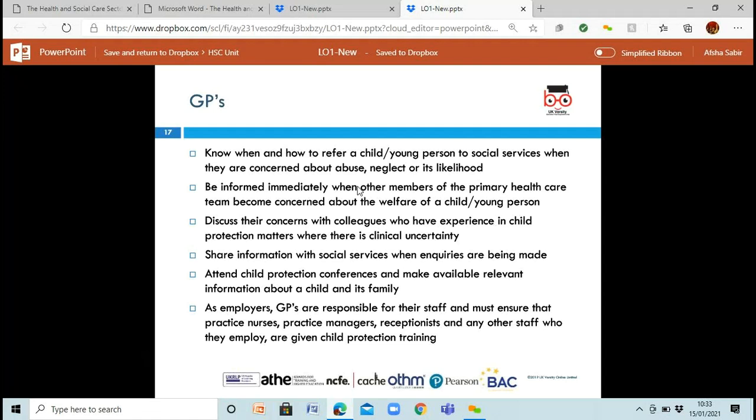And as employers, GPs are responsible for their staff and they need to ensure that their practice nurses, managers, receptionists and every other person that they employ have got child protection training. And I think it's in a whole wide range of industries now where child protection training is extremely important. That is something you really need to be on the ball about.